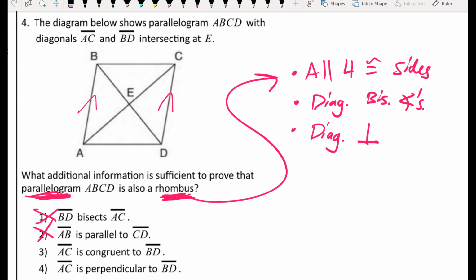And for answer choice 3, segment AC is congruent to segment BD. Well, my diagonals are not necessarily congruent for a rhombus. That would actually prove that it's a rectangle. So answer choice 4 says that my diagonals are perpendicular. And a parallelogram with perpendicular diagonals is a rhombus.